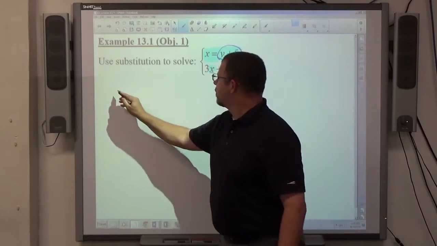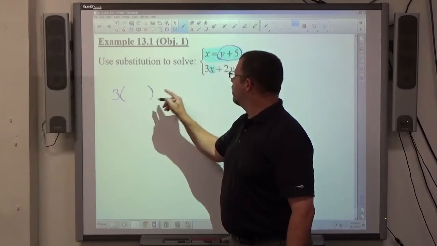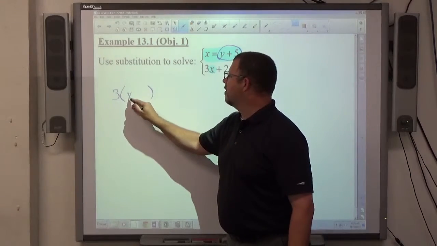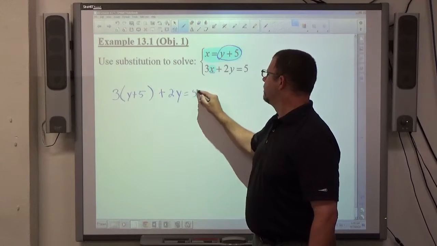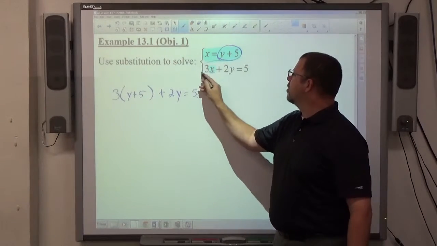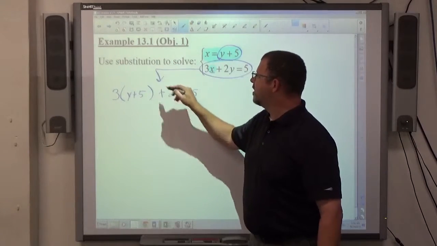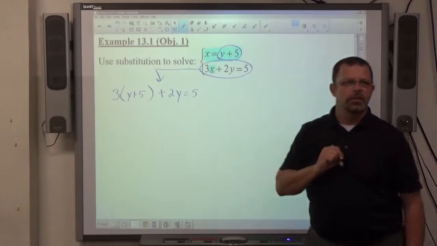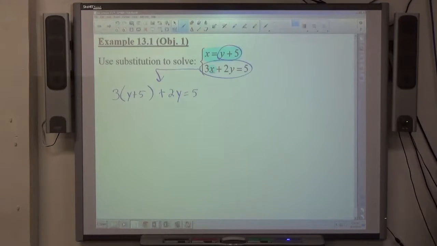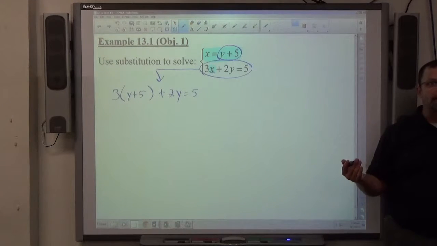So 3 stays 3. I'm changing one thing, x, into two things, y plus 5, so use parentheses around it. Plus 2y equals 5. So again, this is exactly what the bottom equation says. It still says the exact same thing. The only replacement I did was x became y plus 5. That's the substitution step. That is what allows us to be able to get an answer.